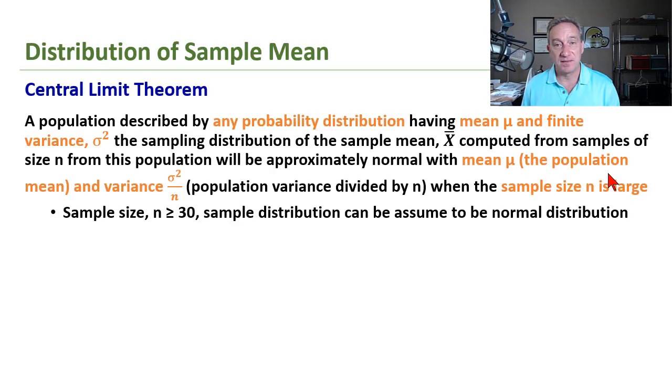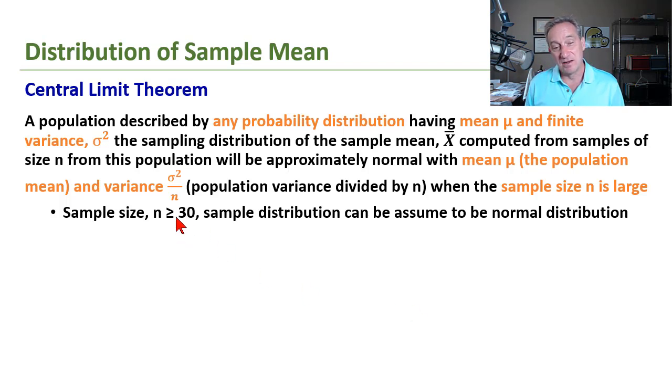And so that brings us to the central limit theorem, which is really a powerful idea and almost magical to me. It tells us that for a population described by any probability distribution having some population mean and finite variance, so the condition is really merely finite variance, the sampling distribution of the sample mean computed from samples of size n from this population will be approximately normal with mean of mu and variance of the population variance divided by n when the sample size is large enough. And statistically, by convention, when we say a large sample, we tend to mean greater than or equal to 30, or if you like, greater than 30. I've seen it both ways, I think.